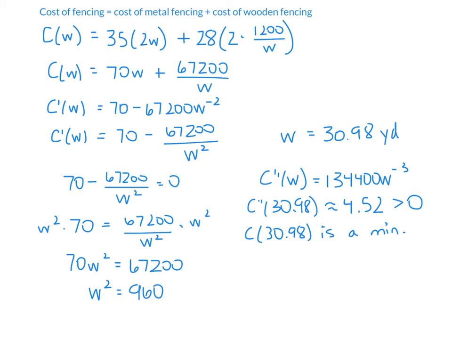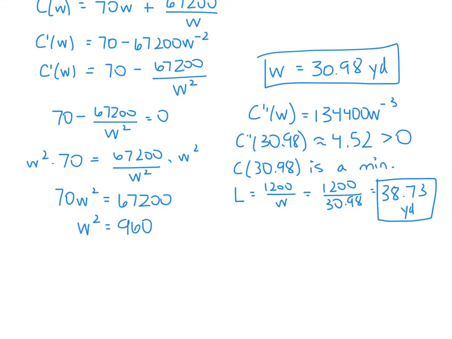So having a width of 30.98 yards does give us the width that minimizes the cost. Now to get the length, keep in mind that we said the length was 1,200 divided by W. So plugging in 30.98 for the width, we get a length of 38.73, rounded to 2 decimal places. So having a length of 38.73 yards gives us our dimensions.